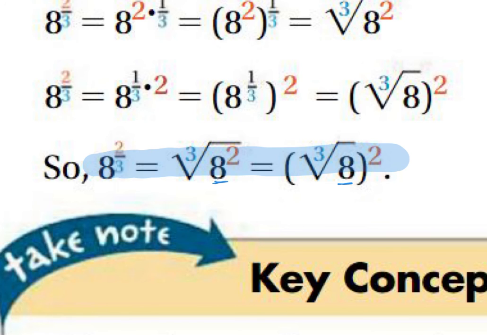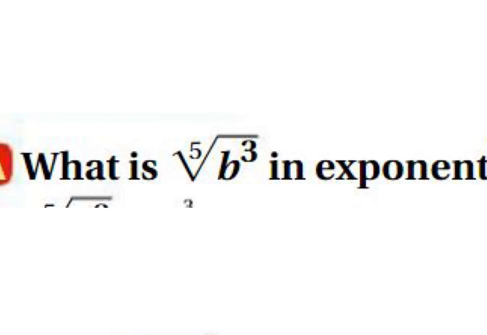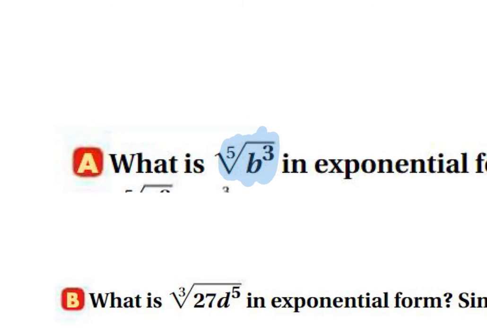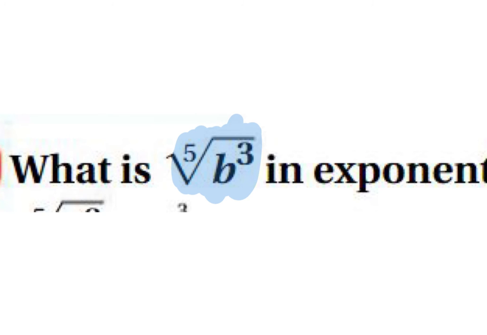Okay, so this is an example of what 8 to the 2/3 looks like. Should make more sense. So what is the 5th root of b cubed? Go ahead and copy this down. The 5th root of b cubed in exponential form. Exponential means with an exponent. Only an exponent, not a radical.